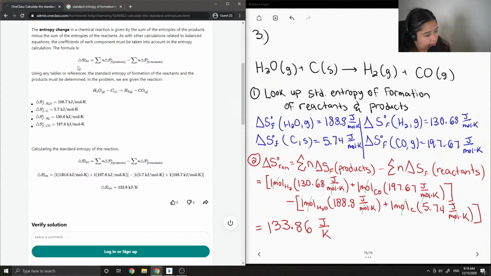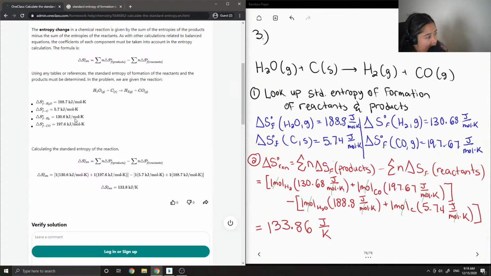The formula is delta S of reaction is equal to the sum of the n times the delta S of formation of the products minus the sum of the n times the delta S of the reactants. Using any tables or references, the standard entropy of formation of the reactants and the products must be determined. In the problem, we are given H2O plus carbon makes H2 plus CO.